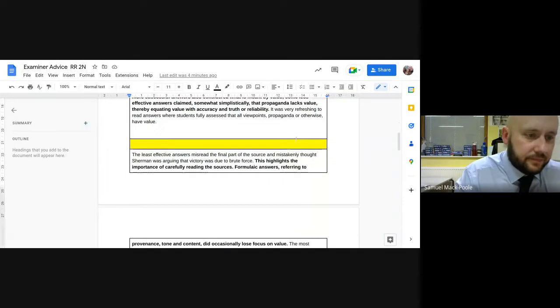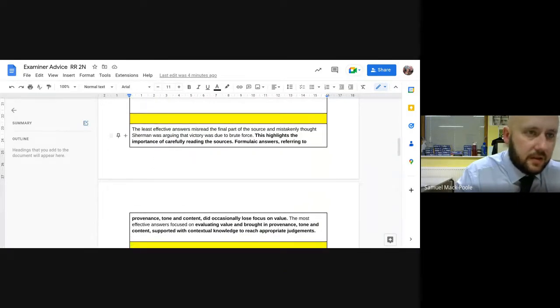Now, here we go. This is quite interesting. So the least effective answers misread the final part of the source, okay? And thought that Sherman was arguing that victory is due to brute force. This highlights the importance of carefully reading the sources. Who would think it's important to carefully read the sources?